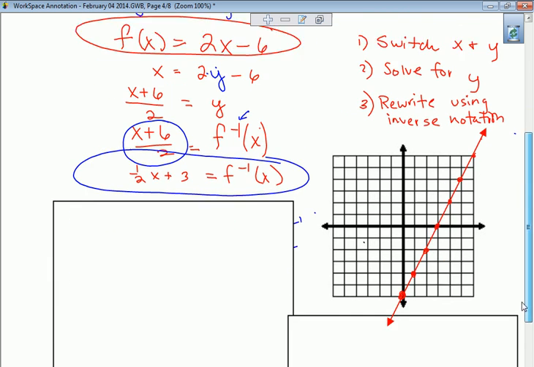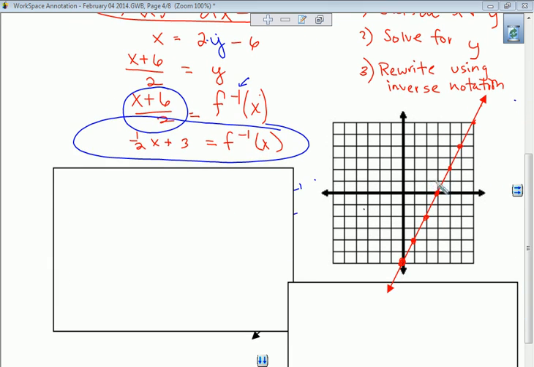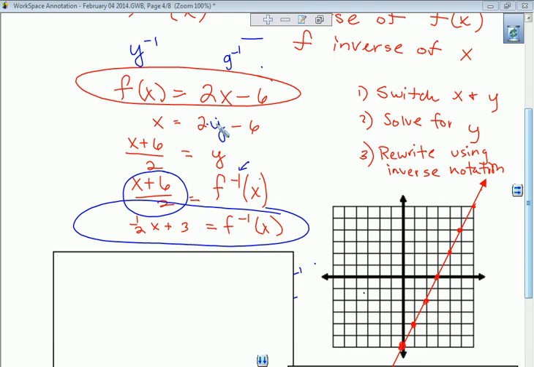Okay. So it just depends on what we're given to start with. All right, so now once we've switched the x and y and solved for y, all I did right here between here and here was substitute f inverse of x to show that this is the inverse of our original function. Okay, now we're going to graph it.